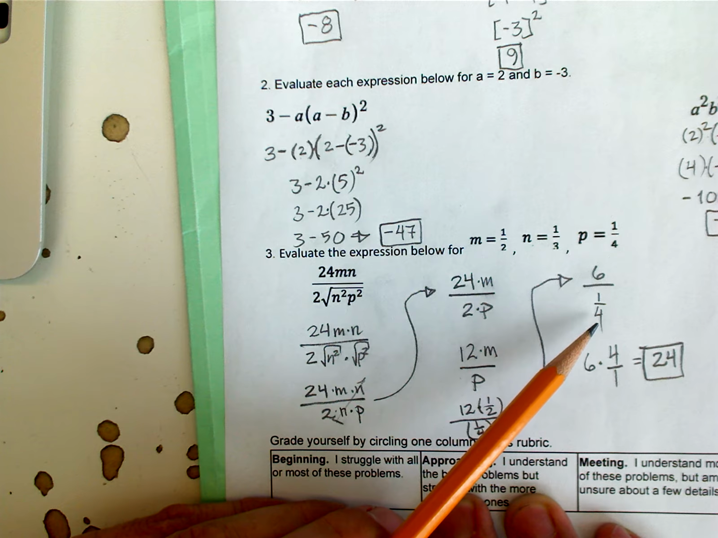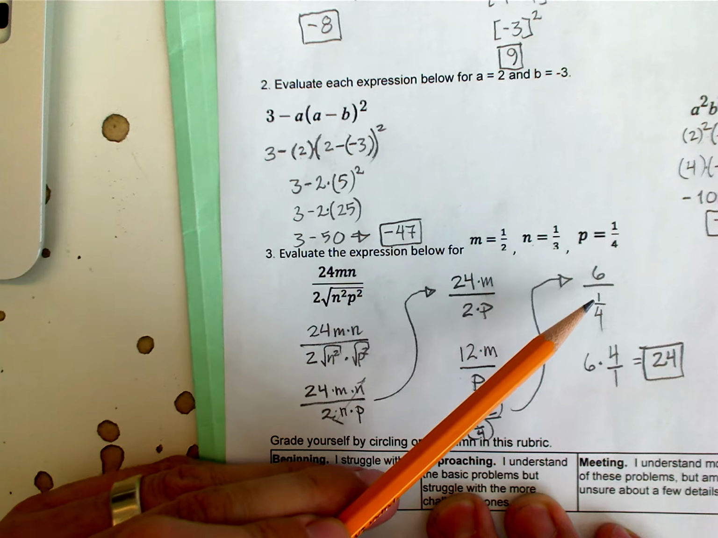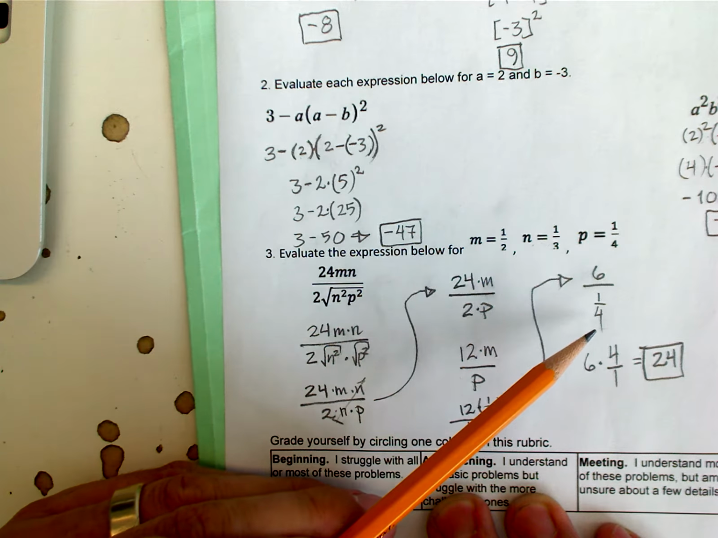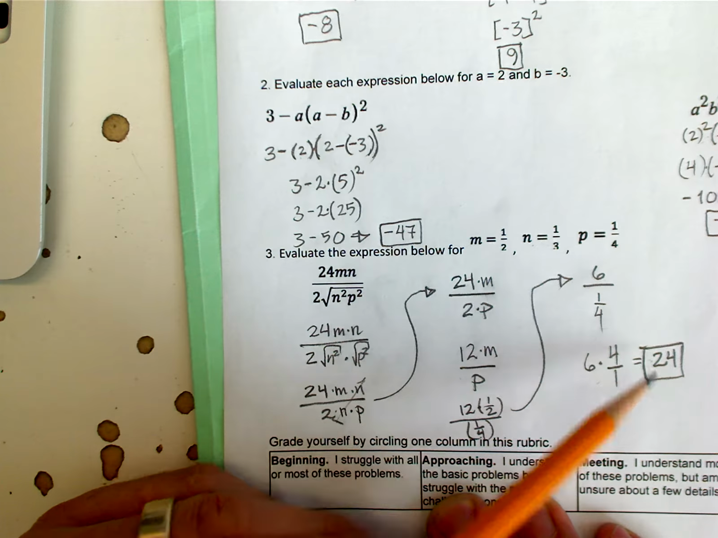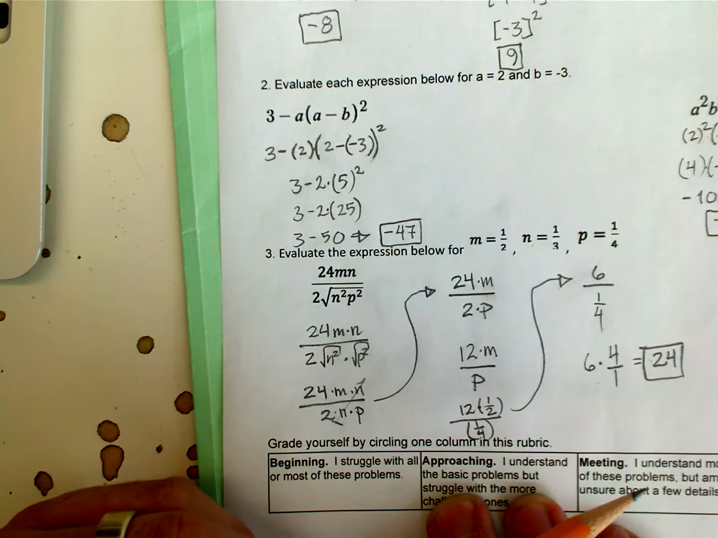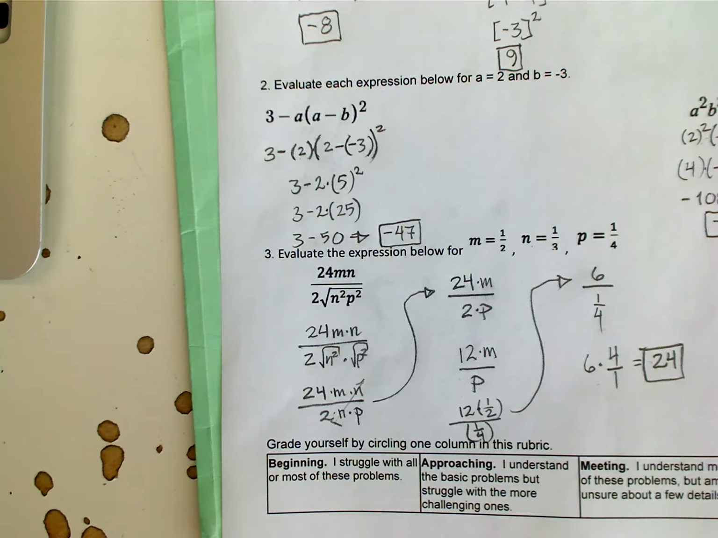I like to think about my dividing by fractions conceptually also. This is, how many quarters are there in 6? Well, there's 4 quarters in 1. So there must be 24 quarters in 6. And that's also a way to kind of think about your division conceptually to make sure that you are comfortable with your answer.